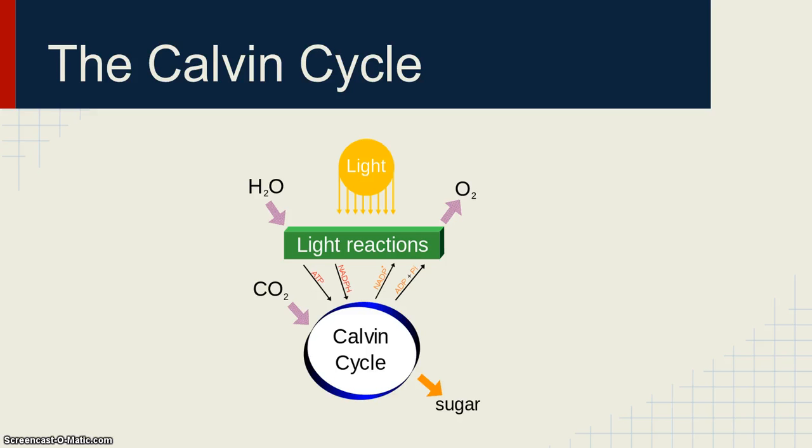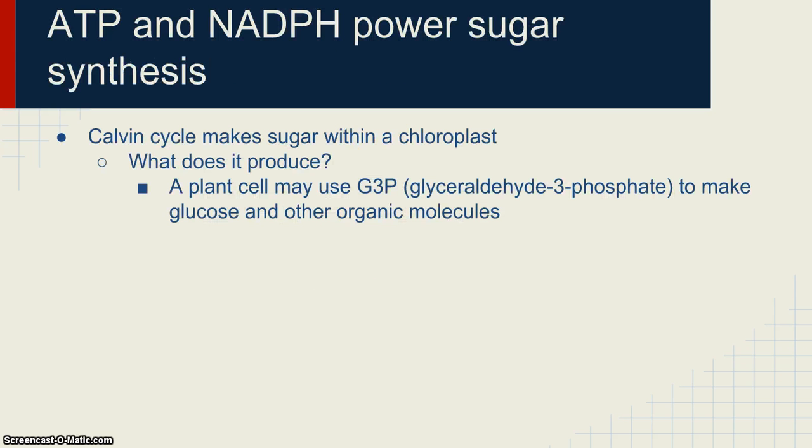So let's take a look at the Calvin cycle. We've talked all about all of these different types of reactions. Now let's talk about what's going to happen in the Calvin cycle. The Calvin cycle makes sugar within a chloroplast. But remember, we are now in the stroma. It is going to produce a molecule called G3P, glyceraldehyde 3-phosphate, to make glucose and other organic molecules.